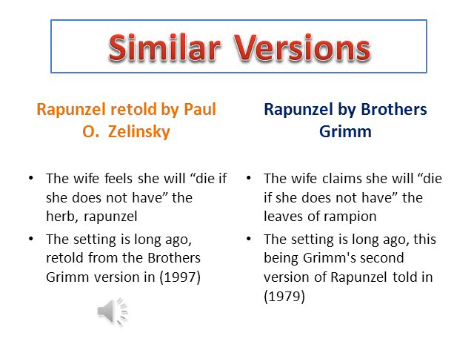Similar versions are Rapunzel, retold by Paul O. Zelinsky, and Rapunzel by Brothers Grimm. Both stories quote that the wife feels she will die if she does not have the herb from the sorcerer's garden. The literary element in both is the setting, which is long ago.